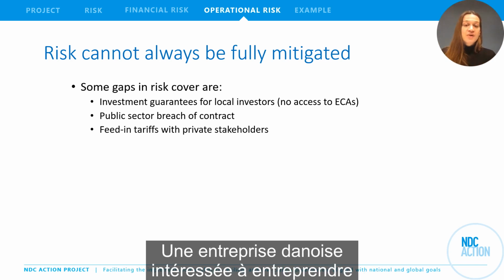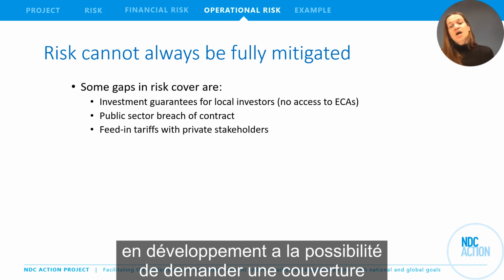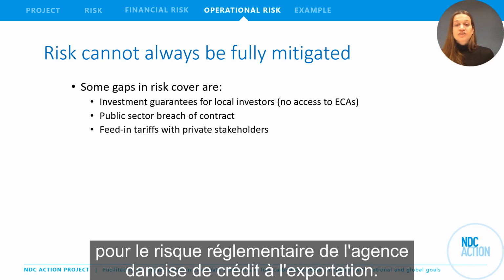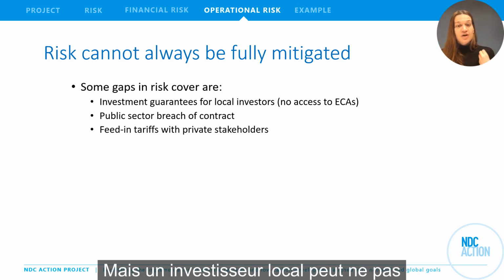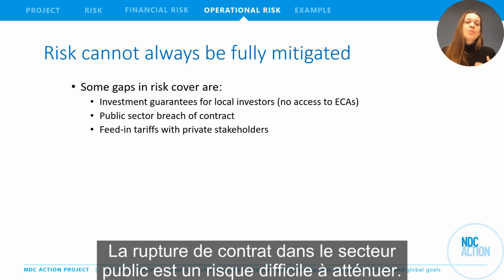A Danish company interested in undertaking a wind power project in a developing country has the option to seek cover for the regulatory risk from the Danish Export Credit Agency, but a local investor may not have the equivalent access to risk cover. Public sector breach of contract is a risk that's hard to mitigate.